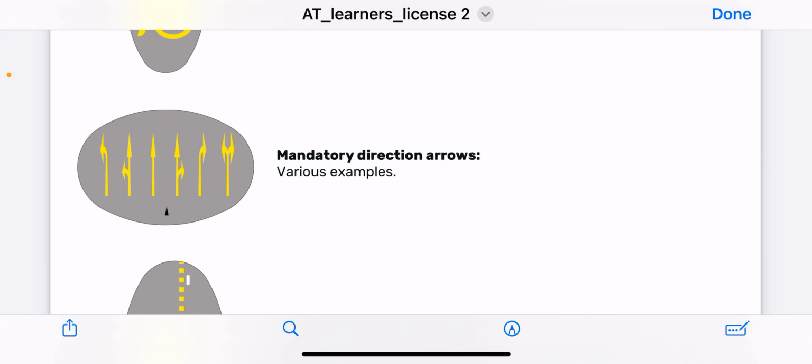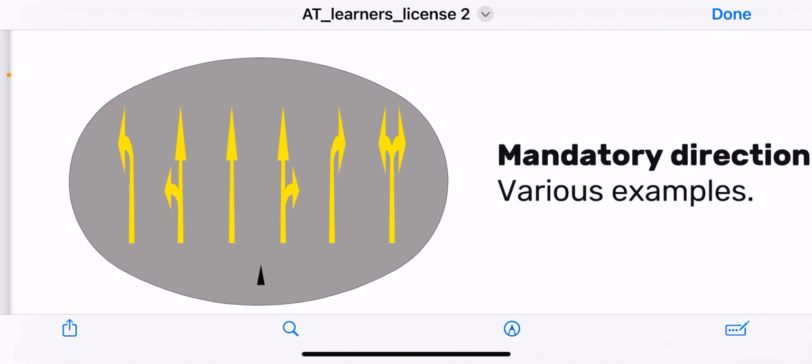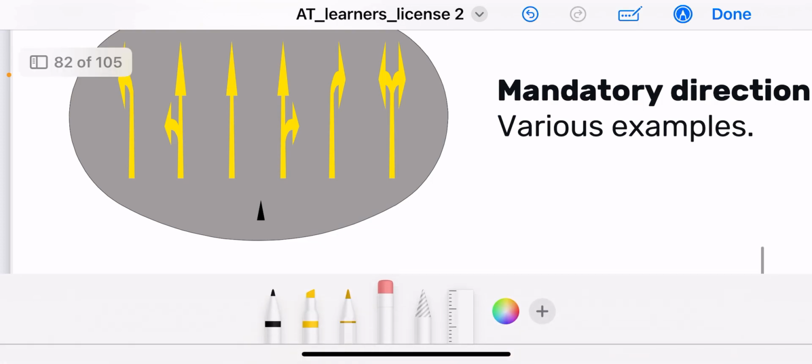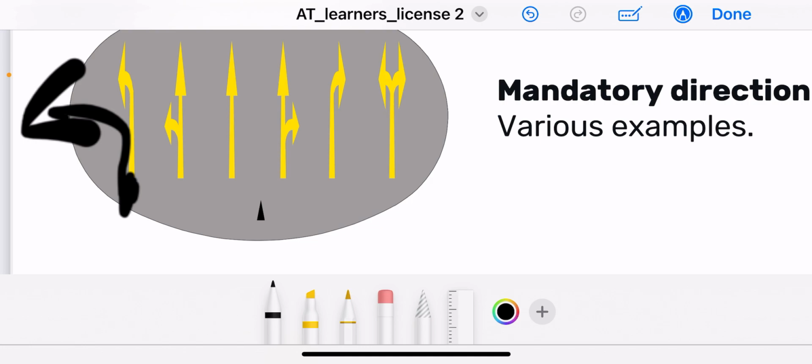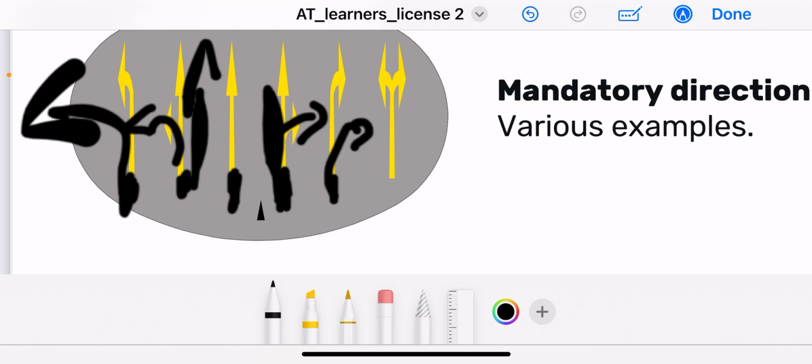And then you have the mandatory direction arrows. Mandatory direction arrows, these ones. That means once you get here, you definitely have to turn there. When you get here, you definitely have to either go straight or turn there. You cannot want to turn the other side. When you get here, you have to go straight or turn there. And then when you get here, you definitely have to turn the other way. Here, you turn there or there.